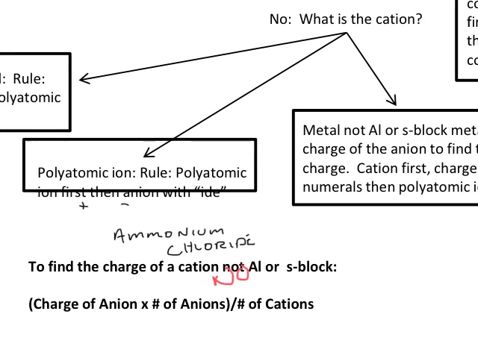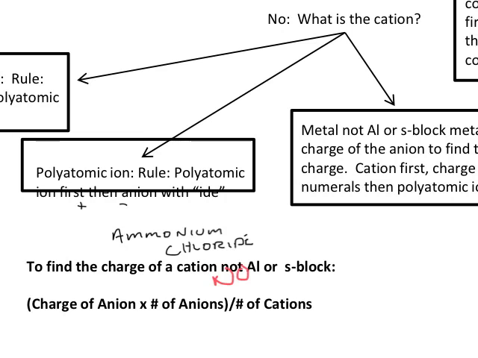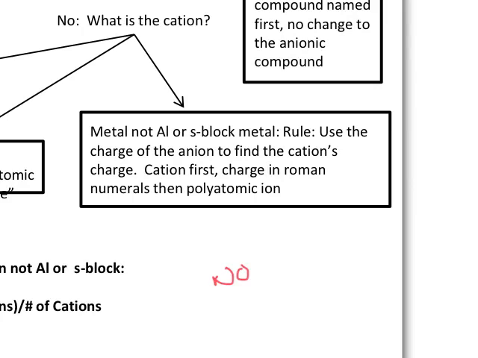Okay, and our last rule is that nasty rule where you've got something in the D block or other metals where you're uncertain of what the charge on the cation is going to be, and you have to use the charge of the anion to figure out what it is. Let's say we have something, oh, I don't know, let's be obnoxious here.